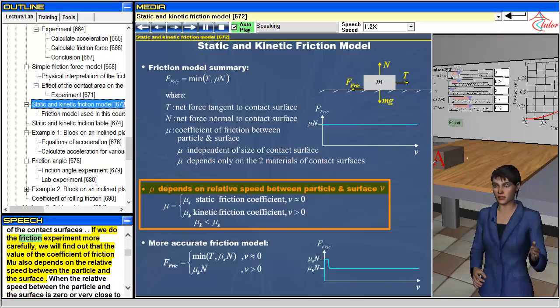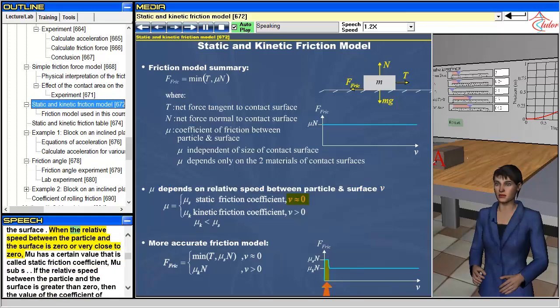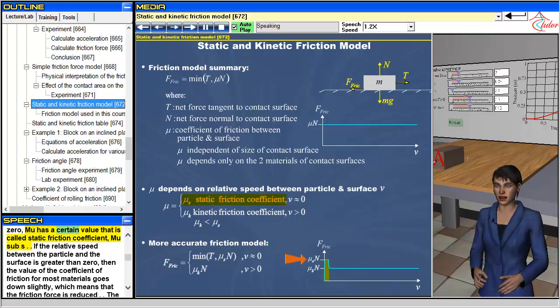If we do the friction experiment more carefully, we will find out that the value of the coefficient of friction mu also depends on the relative speed between the particle and the surface. When the relative speed between the particle and the surface is 0, or very close to 0, mu has a certain value that is called static friction coefficient, mu sub s.